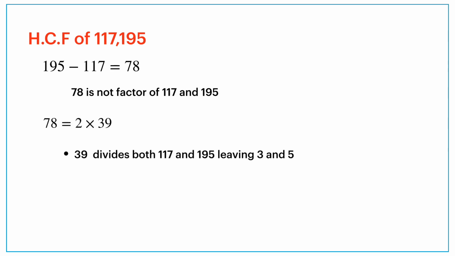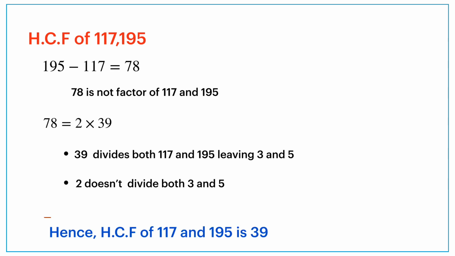The number 39 divides both 117 and 195, resulting in 3 and 5. Another 2 does not divide both 3 and 5. Therefore, the highest common factor of 117 and 195 is 39.